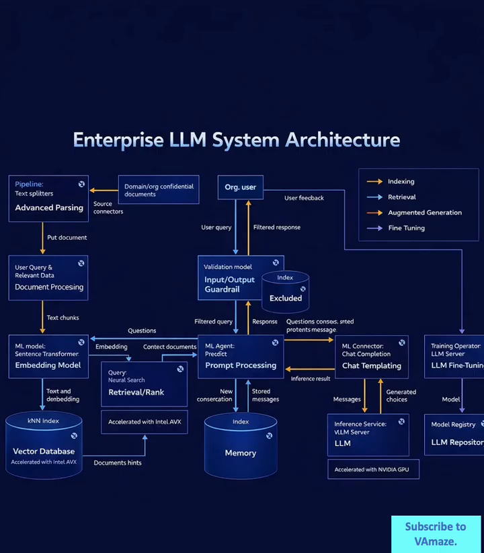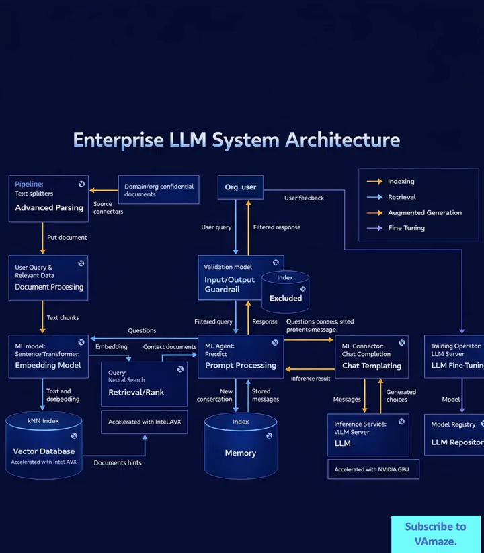Your pipeline ingests domain and organizational confidential documents through source connectors, using text splitters to break content into manageable chunks. This isn't just splitting on paragraphs, it's intelligent parsing that maintains semantic coherence. Those chunks flow into document processing, where they're combined with user queries and relevant data. The system generates text chunks optimized for both storage and retrieval. This preprocessing is critical. Garbage in means garbage out, and most LLM failures trace back to poor document processing.